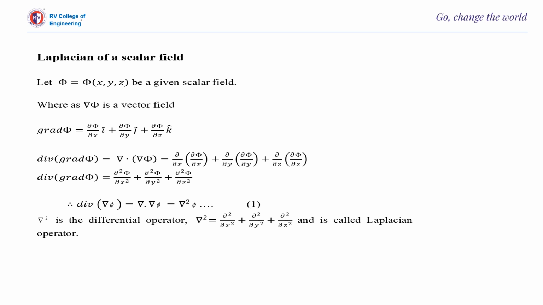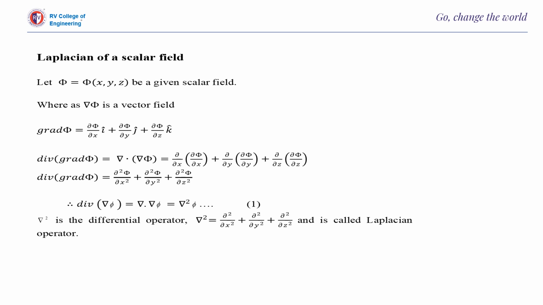As we have a scalar field function phi of x comma y comma z, the gradient of phi is a vector field. The gradient of phi will give us dou phi by dou x i cap plus dou phi by dou y j cap plus dou phi by dou z k cap. Whereas, when the divergence operator is applied on the gradient of a function, we will get the Laplacian operator.